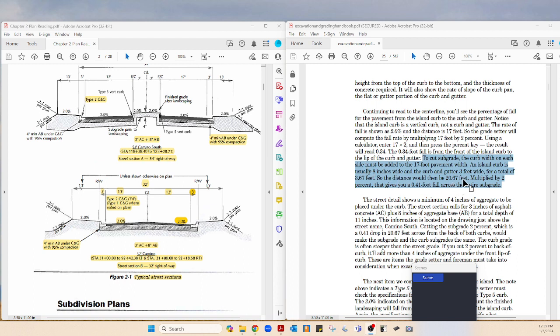So watch what it says. It says an island curb is 8 inches wide, and the curb and gutter is 3 feet wide. This amounts to a total of 3.67 feet. So the distance then would be 20.67 feet. Now multiply that by 2%, and that gives you a 0.41 foot fall as opposed to up here a 0.34 foot fall. And that's all that was. That's all there is to that.